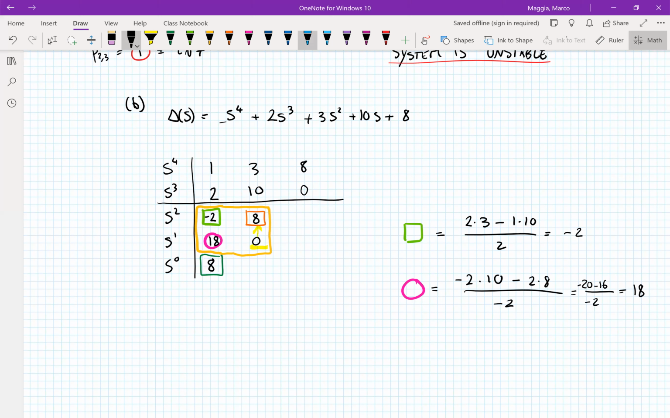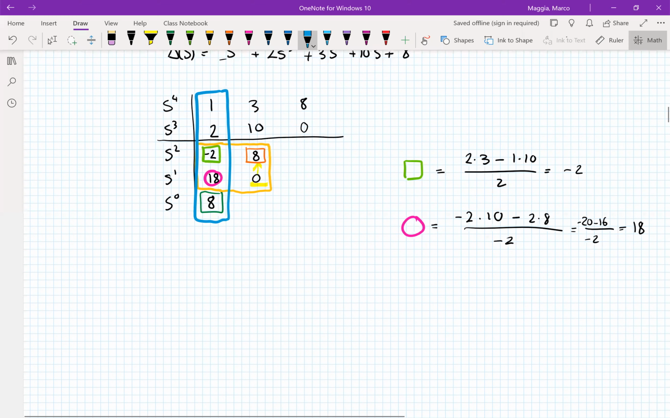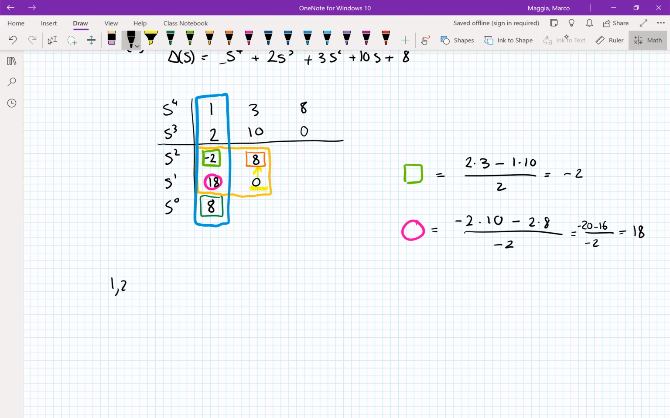All right. Once again, here we have the Routh array, first column of this table: 1, 2, minus 2, 18, and 8. There are 2 sign changes, from 2 to minus 2 and from minus 2 to plus 18. And so we have 2 right-hand poles. And so we have an unstable system.